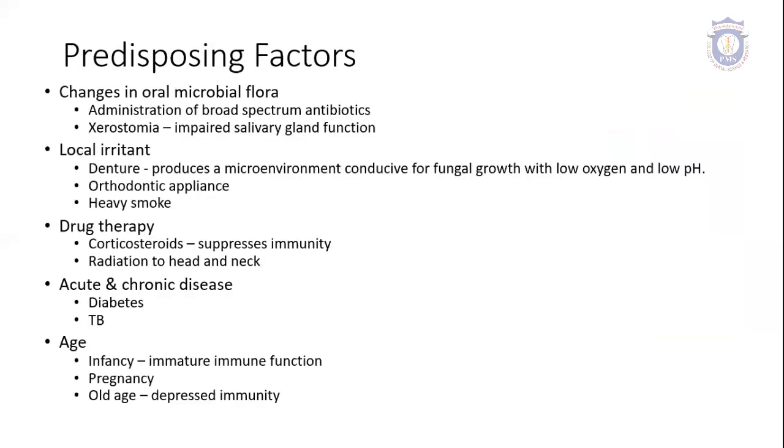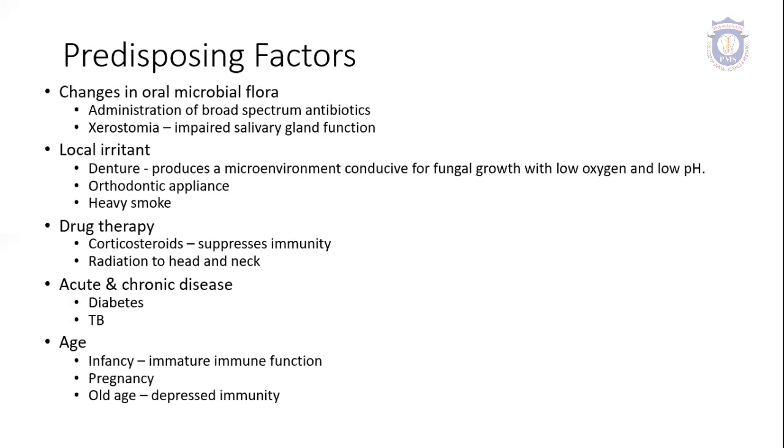So, what are the predisposing factors for oral candidosis? First one could be changes in oral microbial flora due to administration of broad-spectrum antibiotics or due to impaired salivary gland function or xerostomia. Or it could be due to a local irritant like dentures, which produce a microenvironment conducive for fungal growth with low oxygen and low pH. Or it could be due to an orthodontic appliance or even heavy smoking.